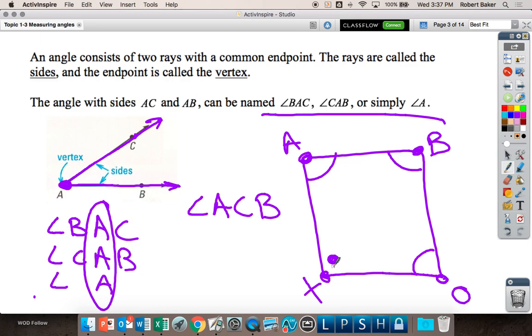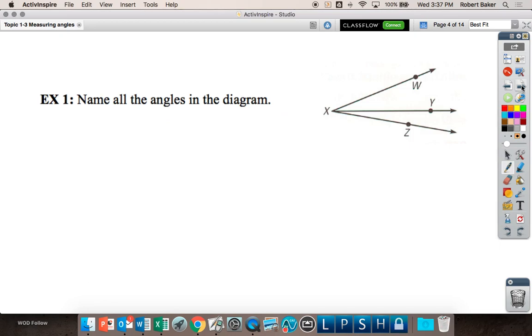Let's try this one. How many angles do you see? Two or three. As you name the angle, I will color-code it, and we'll see how many angles we can find. Angle WXZ is now purple.